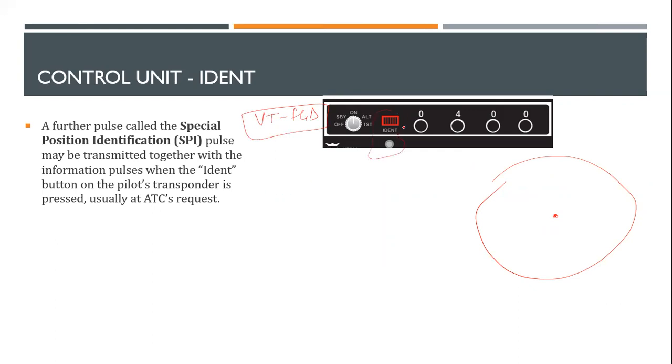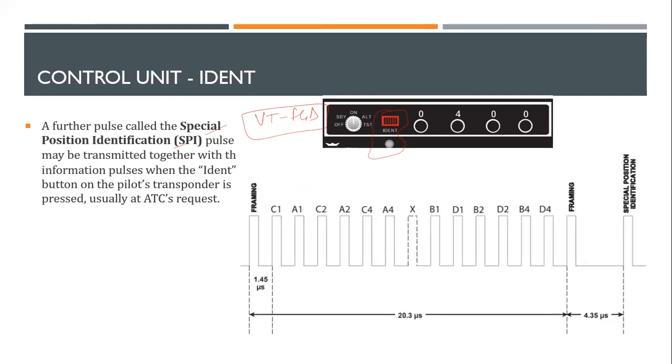There is this button, ident. Ident means identification. Whenever you press the ident button, there is an extra pulse given out. That pulse is called SPI, or special position identification. The special position identification pulse may be transmitted whenever it is requested by the ATC, or when you want to give the identification to the ATC. You can see here, there is a 4.35 microsecond gap, and a special position identification pulse is sent out.